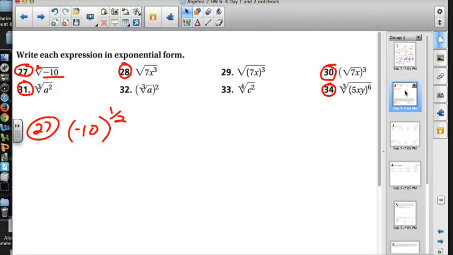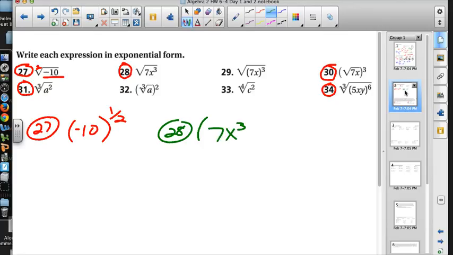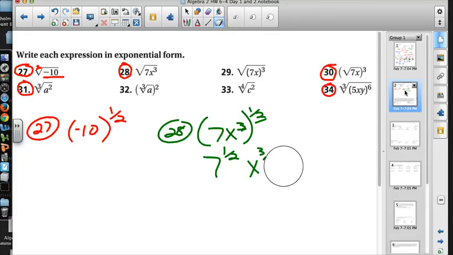Then, on number 28, we have 7x to the 3rd. And that entire 7x to the 3rd is going to get raised to that 1/2 power. So don't forget that when we have pure multiplication inside the parentheses, we distribute. So it'll be 7 to the 1/2. And then power to a power, you would multiply. 3 times 1/2 will be 3/2. So 7 to the 1/2 and x to the 3/2.